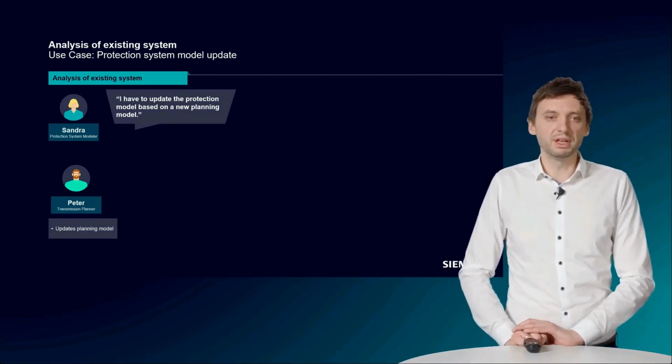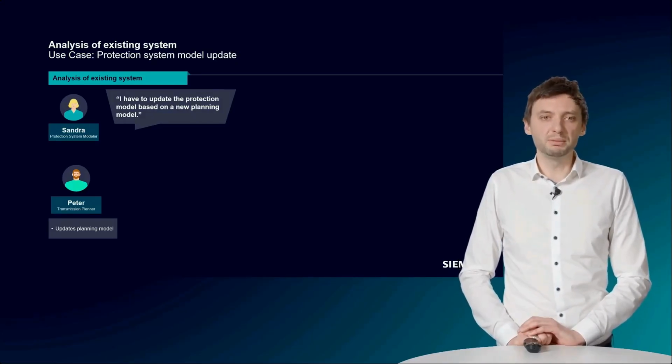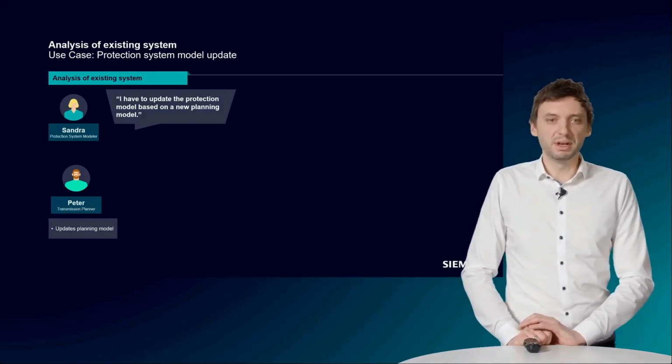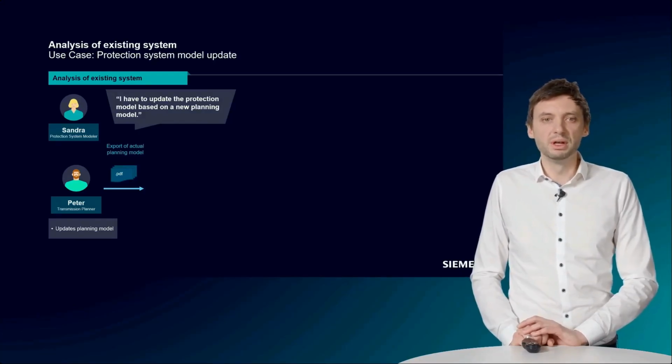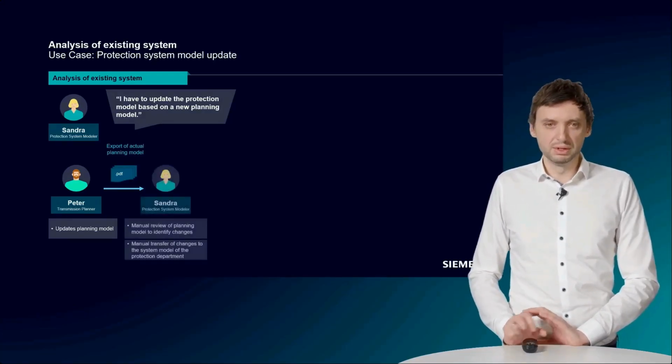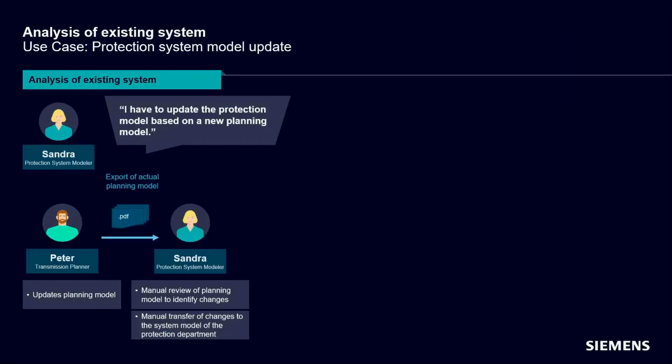So in the beginning, for example, you have a transmission planner from the planning department. I named him Peter. He is updating a planning model in the first step. In the next step, he is sharing the new updated model via PDF, for example, to Sandra, the protection system modeler. Sandra is manually reviewing the received information from Peter, identifying the changes, and then manually transferring the changes to her own power protection department model. The issue here is that the transmission planning team as well as the protection system modeling team have two different software tools with two different grid models.